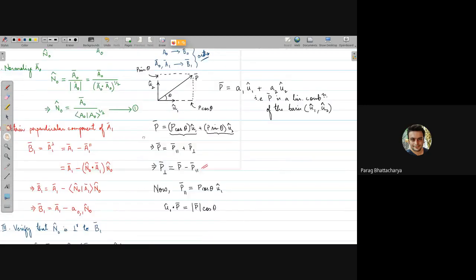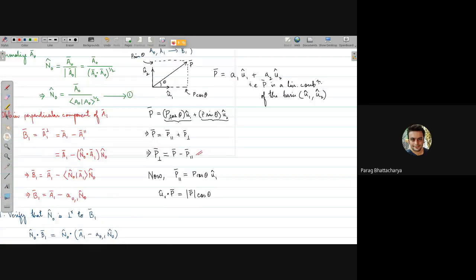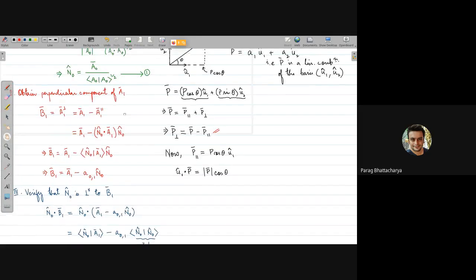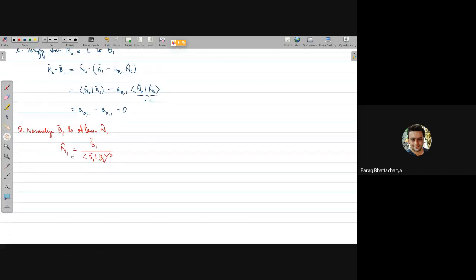Okay, so from a0 a1 we got b0 b1, these are orthogonal, and from b0 and b1, we already had n0 as a unit vector. By normalizing b1 we got n1. So that means, therefore, n0 and n1 is an orthonormal set.